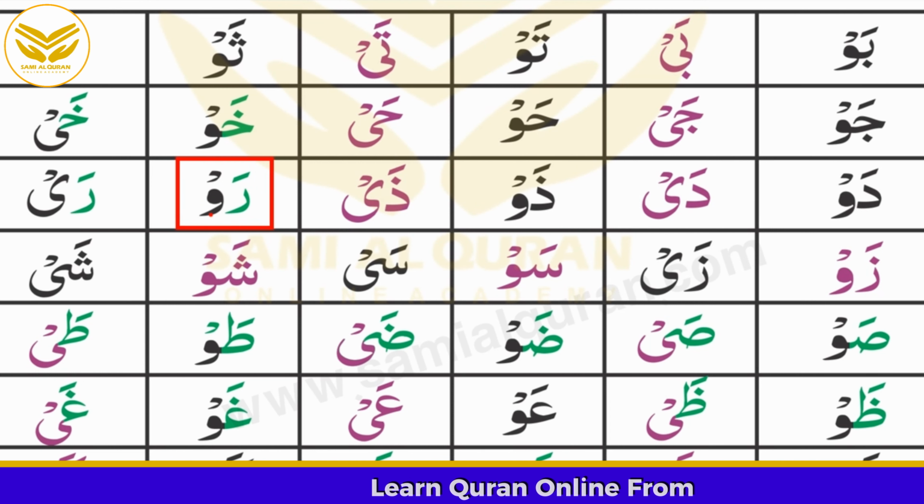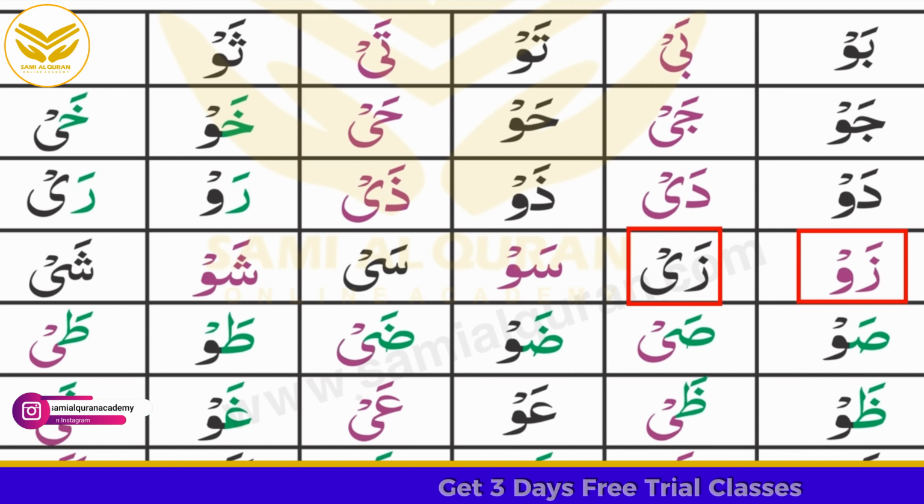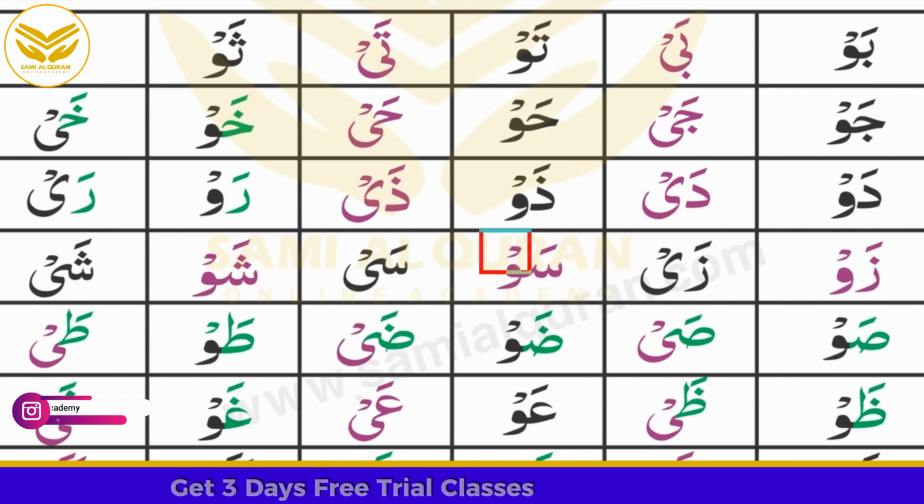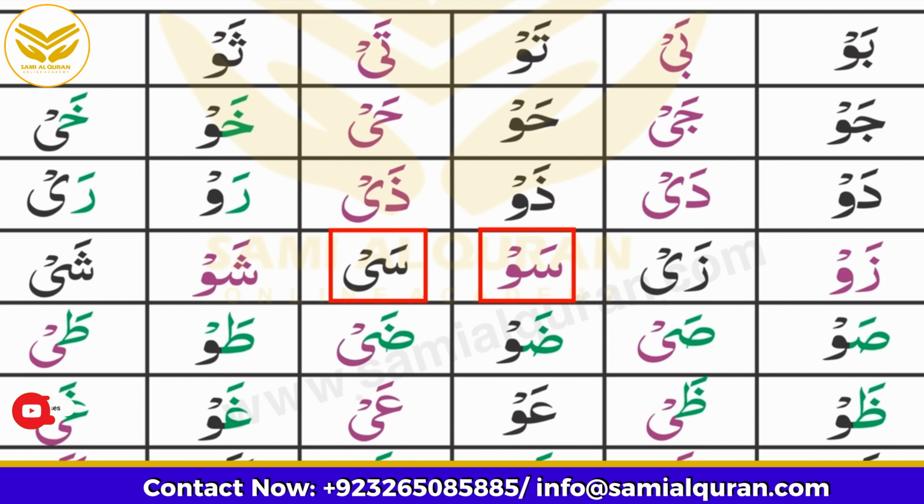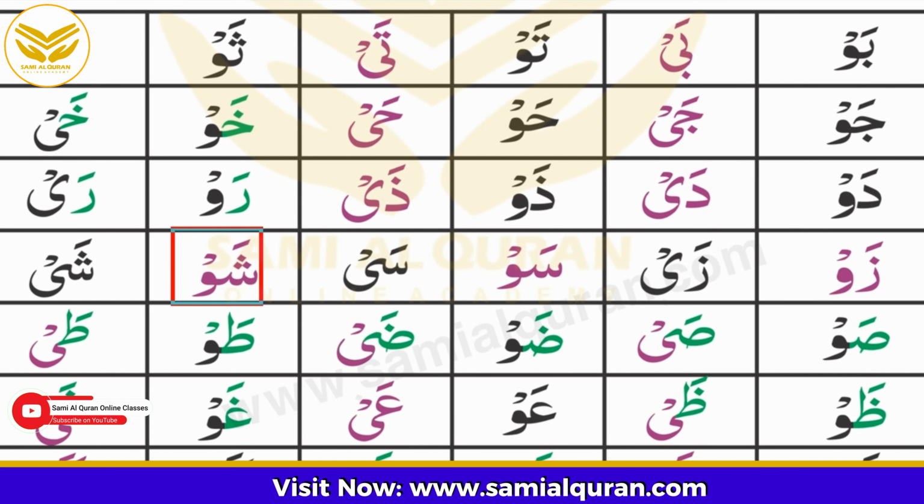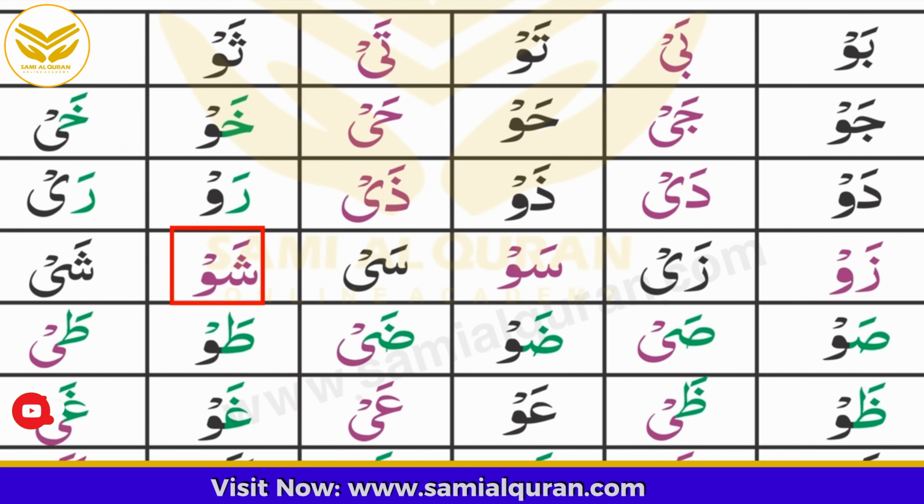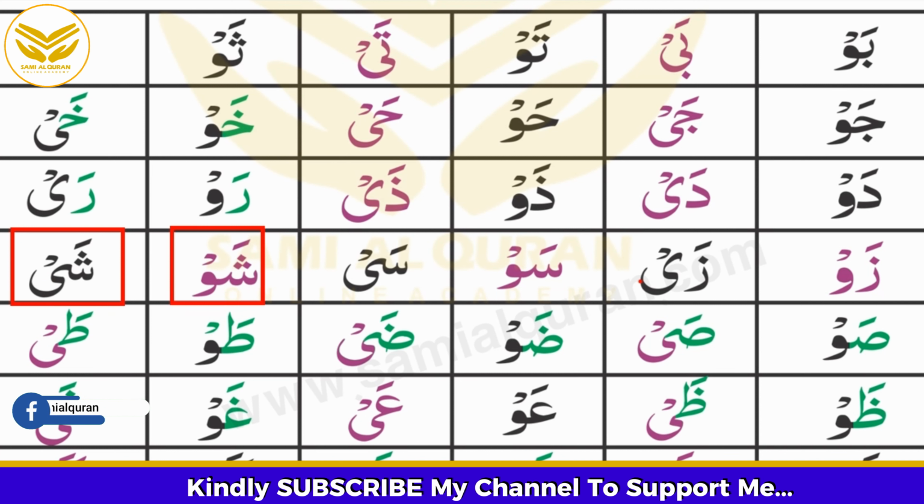Ra waw fatha raw, ra ya fatha ray, raw ray. Za waw fatha zaw, za ya fatha zay, zaw zay. Sin waw fatha saw, sin ya fatha say, saw say. Shin waw fatha shaw, shin ya fatha shay, shaw shay.